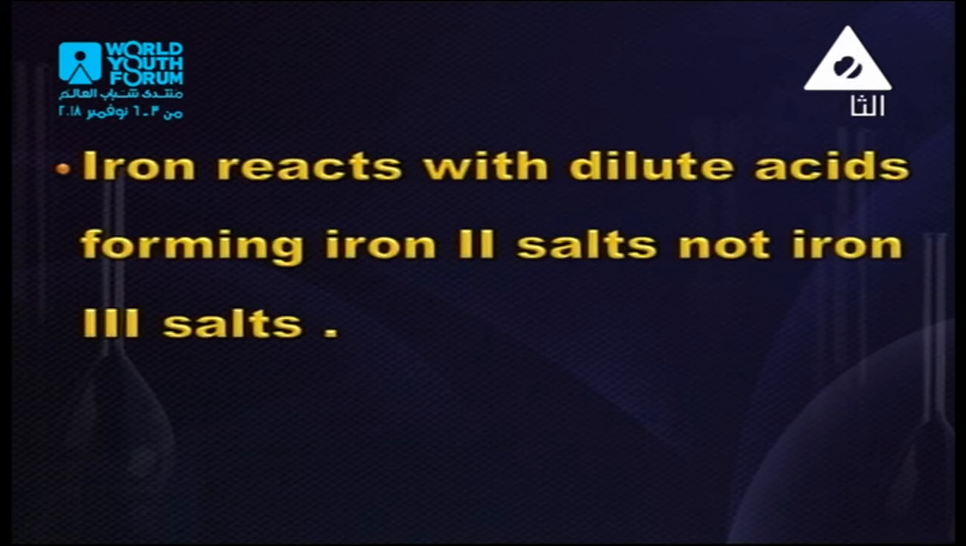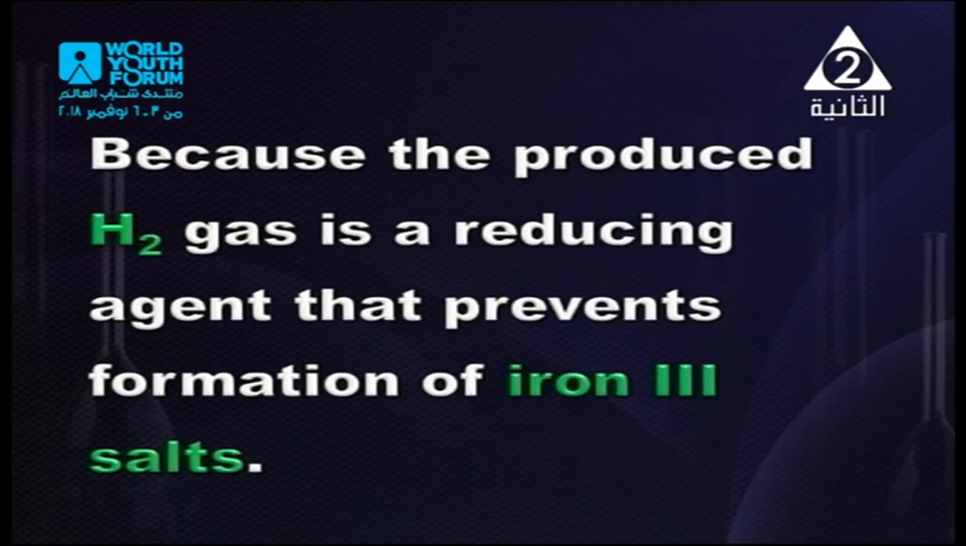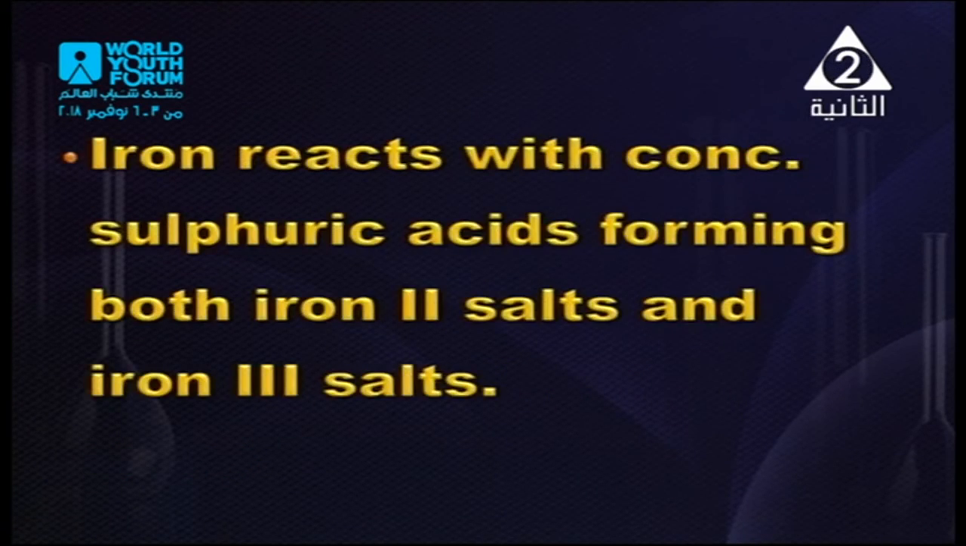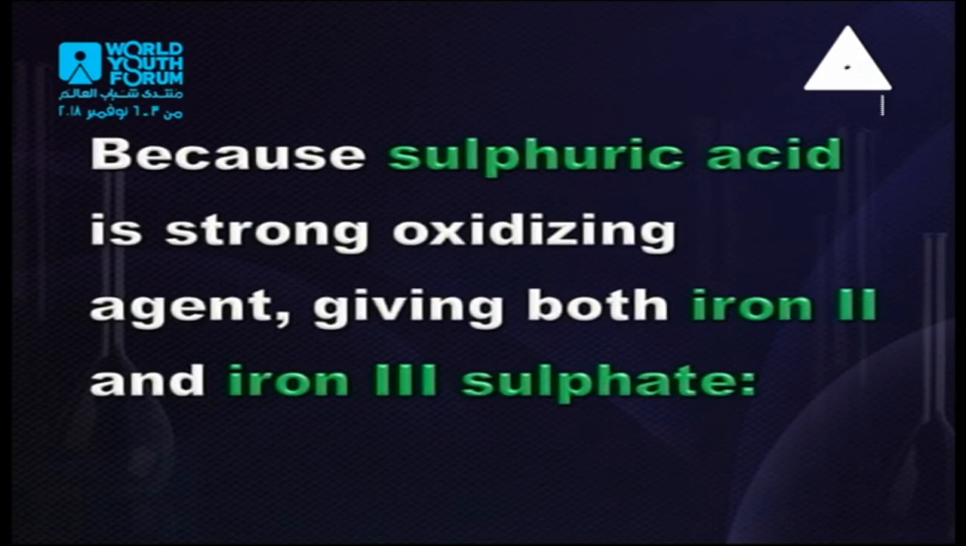Next point, iron reacts with dilute acids, forming iron 2 salts, not iron 3 salts. The reason, because the produced hydrogen gas is a reducing agent that prevents the formation of iron 3 salts. Next point, iron reacts with concentrated sulfuric acid, forming both iron 2 salts and iron 3 salts. Because sulfuric acid is a strong oxidizing agent, giving both iron 2 and iron 3 sulfate.